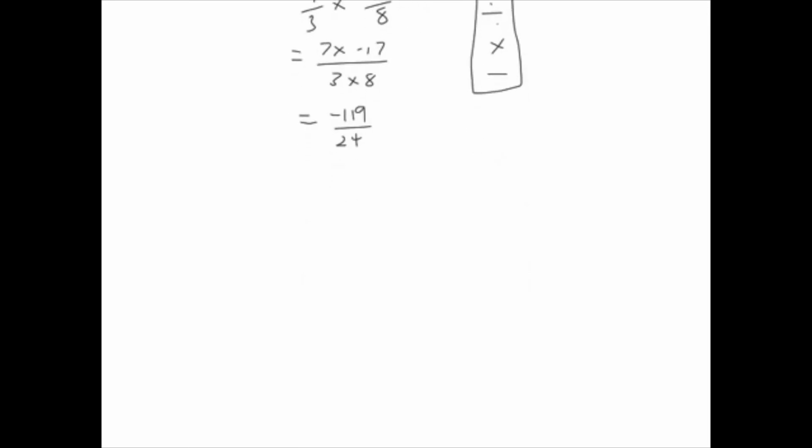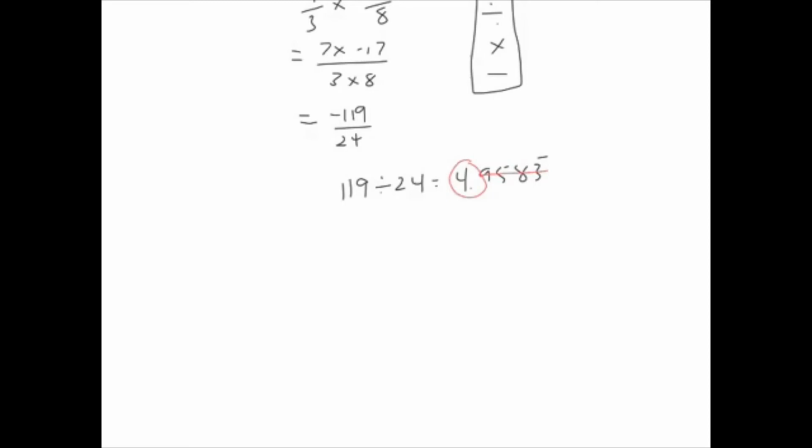So the first step is we're going to take our numerator, 119, we're going to divide it by our denominator of 24, and 119 divided by 24 is equal to 4.9583, repeating. And in this case, we don't need to worry about the decimal part. All we're worried about is the whole number.